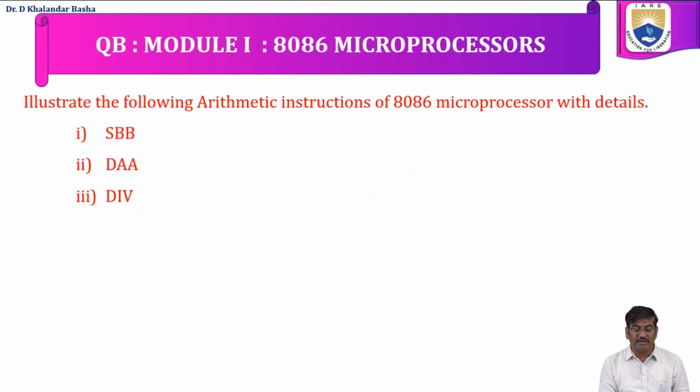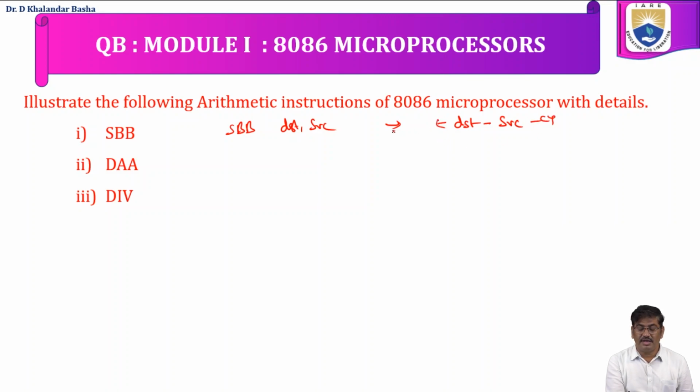Illustrate the following arithmetic instructions of the 8086 microprocessor in detail. SBB. The syntax of the instruction is SBB destination, source. This instruction will subtract the source from the destination contents along with the carry flag, and the result will be sent to the destination.